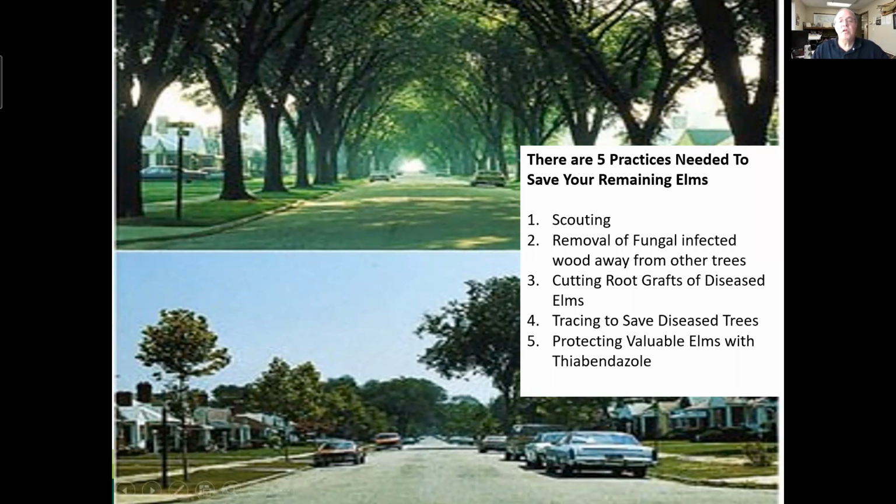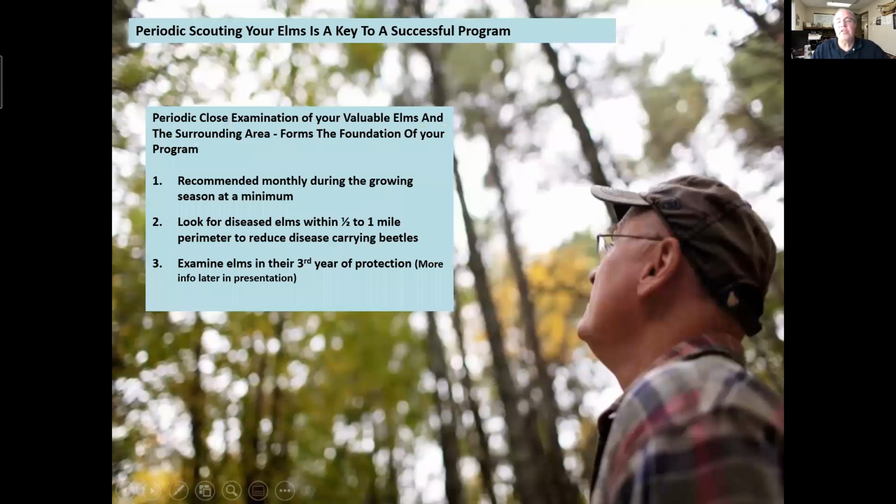So the first is scouting. You have to know what's going on, and you have to periodically look at your elm trees, your valuable elm trees. This is what cities do. Cities don't typically treat all their trees, and so they're out scouting because you need to catch the disease before the beetles breed and hatch and spread it massively. So if you've got a large population of elms that you're protecting or working with, and you're not treating them, we recommend that you monthly view them at a minimum during the growing season.